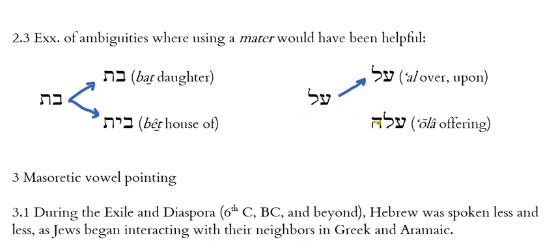And so I'm going to add a hey to the end of this word to ensure that it is not mispronounced al, but rather pronounced as the other word olah. And so adding the mater he at the back ensured the proper pronunciation. Okay, so these are just examples where ambiguities could be rectified through the use of a mater.